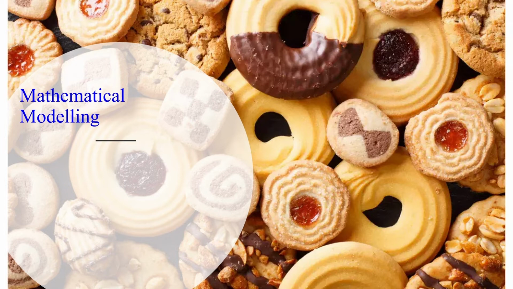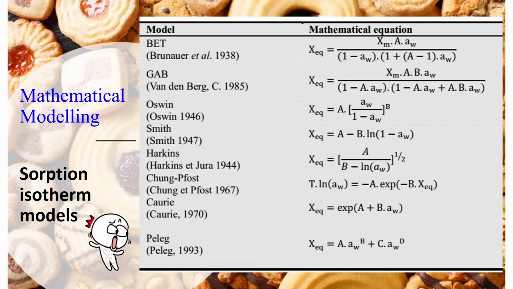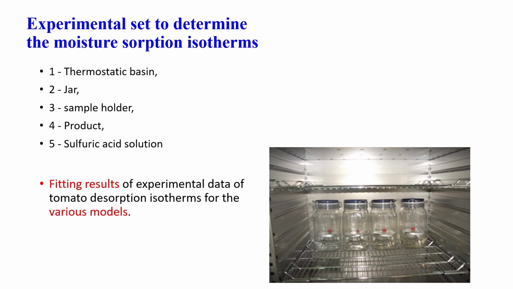Then we have another method. It's called mathematical modeling. Oh my goodness. These are the sorption isotherm models that we use to predict the water activity in the products. Oh my goodness. Did you faint? Let's have a little bit more in-depth explanation of these moisture sorption isotherm models.